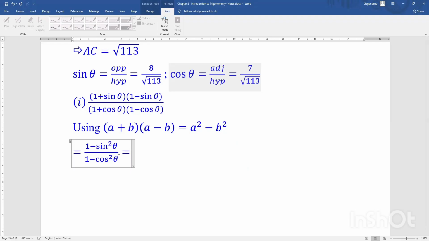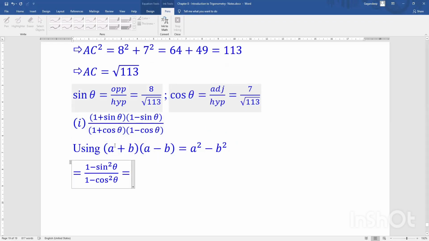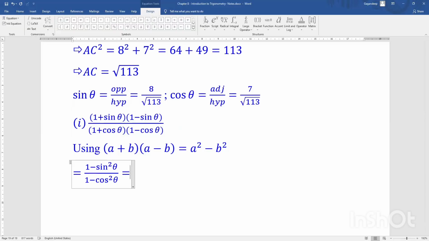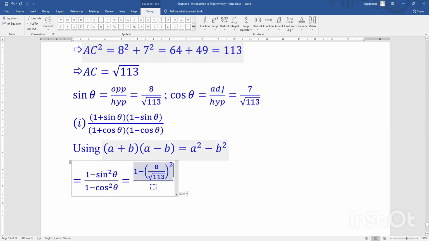Now I'm going to substitute the value of sin theta, which is 8 by root 113, and cos theta, replacing it by 7 by root 113. So now we can write a fraction here. I'm going to write it as 1 minus (8 by root 113) whole square, and then similarly, in the denominator part, I'm going to write 1 minus (7 by root 113) the whole square. Okay.